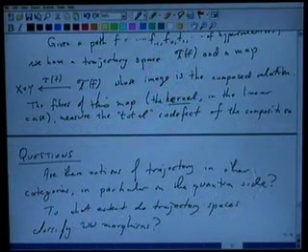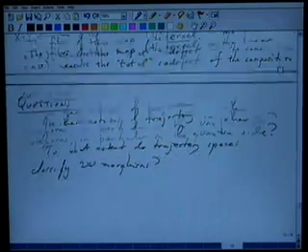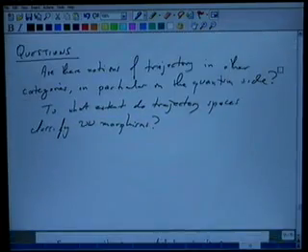So just to end with some questions: is there some notion of trajectory in other categories other than just relations, like in particular on the quantum side? And to what extent do these trajectory spaces classify the WW morphisms? So I will end with those questions, and I'm happy to have your questions.